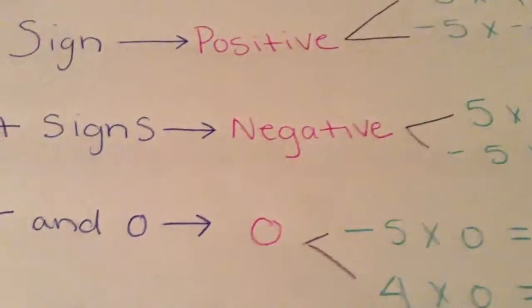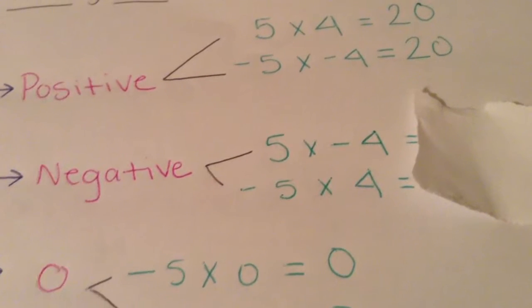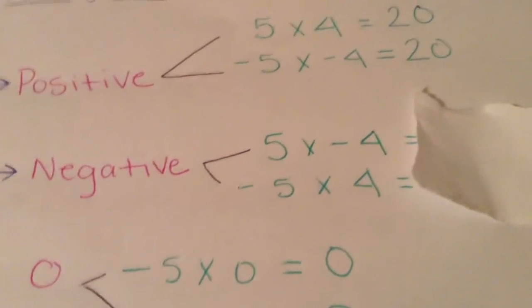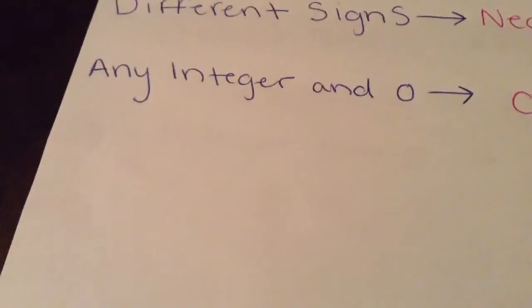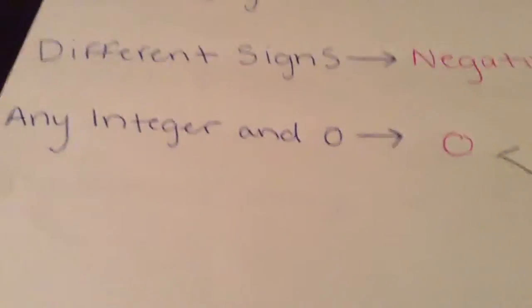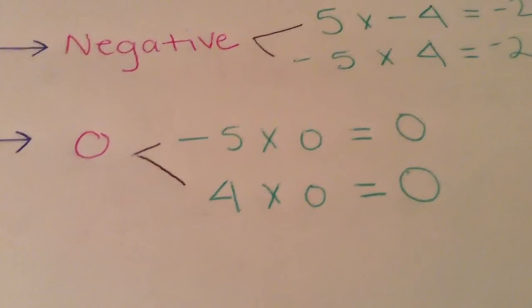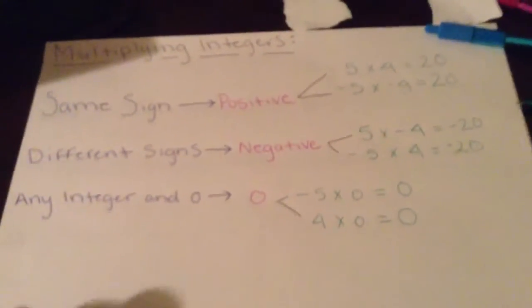Different signs, negative. Okay. Different signs, always negative. 5 times negative 4, it's going to be a negative answer. Negative 5 times 4, either way you read it, both negative 20s. Okay. And again, any integer times 0: negative 5 times 0 is going to be a 0. 4 times 0 is going to be a 0. And those are our rules for multiplying integers.